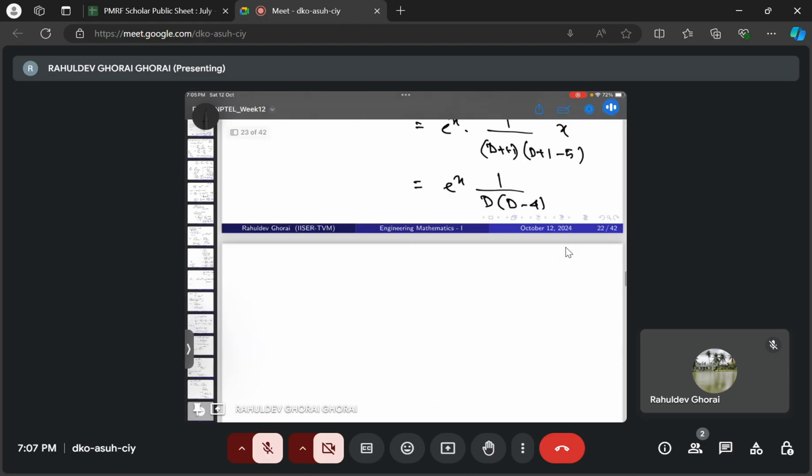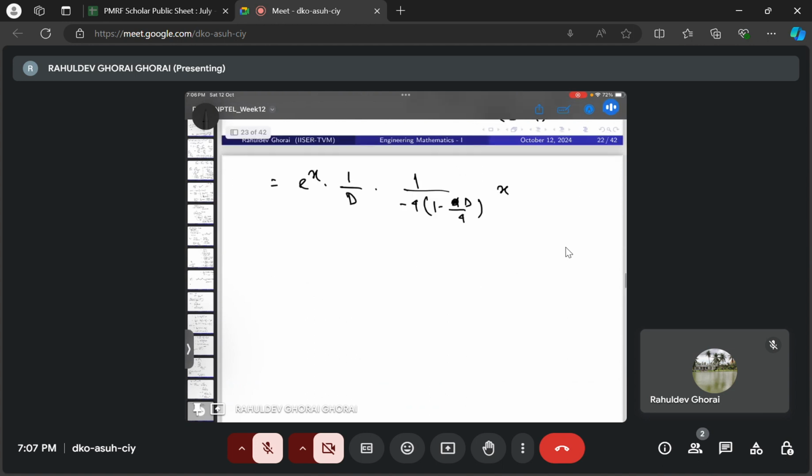How do you handle this term? I said already, it will be 1 over D, you keep it as it is, and this one will be minus 4 if you take common, 1 minus D over 4, right, times 1. So I take 1 over minus 4 as it is, so then 1 over D has to be like here.